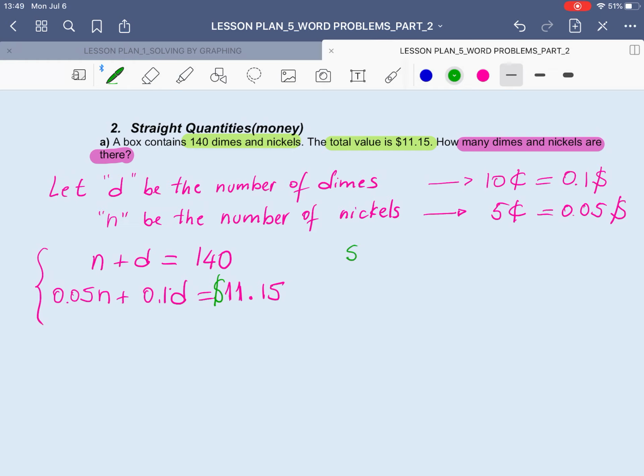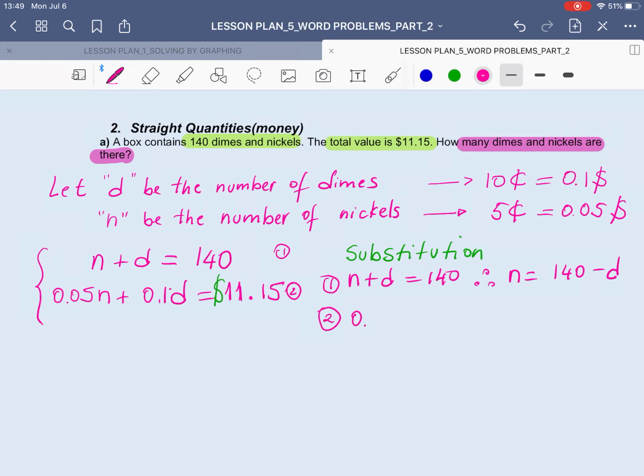So if I use the substitution method, then I am going to work with one equation at a time. So I will write in here N plus D equals 140, which makes N equal to, it doesn't really matter, 140 minus D. And once I'm done with equation 1, then I will move on to equation 2. And instead of N there, I'm going to write 140 minus D, which is the equivalent value of N. And then plus 0.1 D equals 11.15.